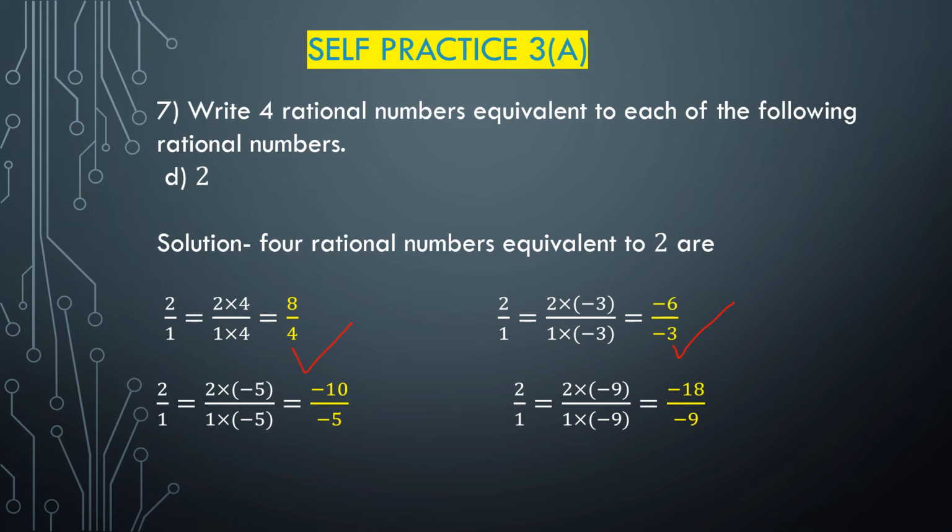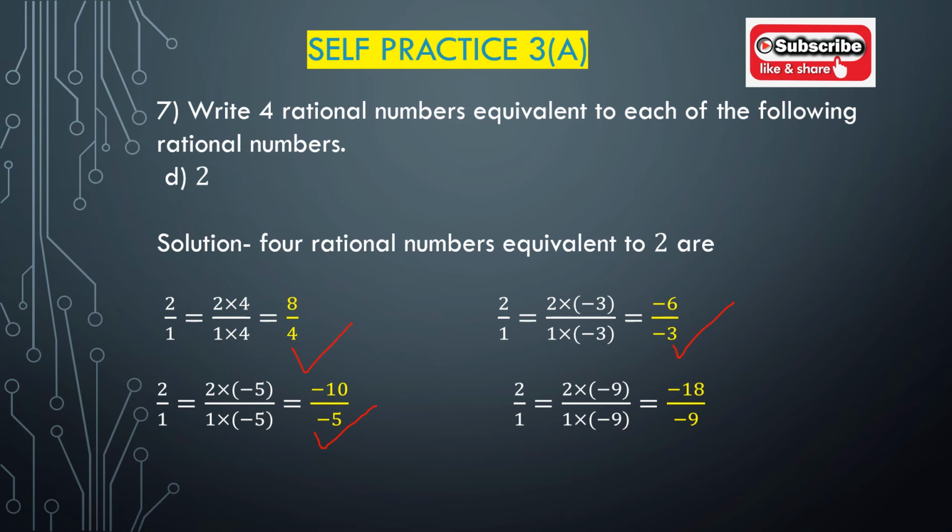If we multiply the number minus 5 with both numerator and denominator of 2 divided by 1, we get 2 multiplied with minus 5 is minus 10, and 1 multiplied with minus 5 is minus 5. So we get minus 10 divided by minus 5, which is equivalent to the rational number 2 divided by 1.